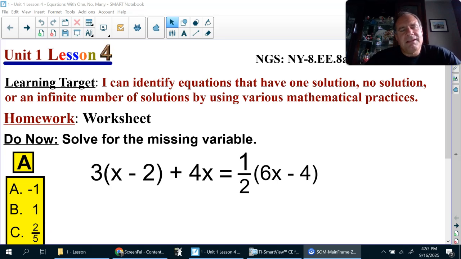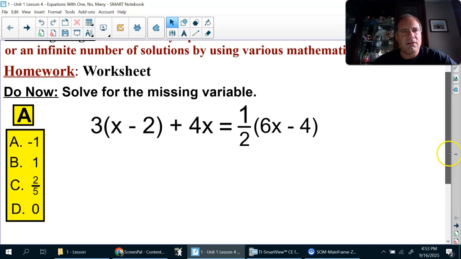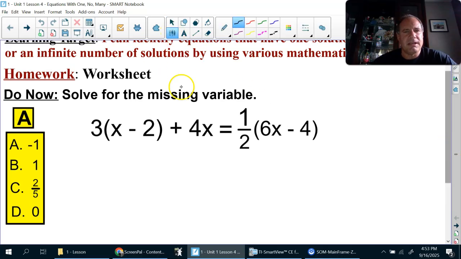Hello everyone. In this lesson we are going to identify one solution, no solution, or infinite number of solutions for equations when you use various mathematical practices, inverse operations. But for this one right here, we're just going to solve the equation right now.